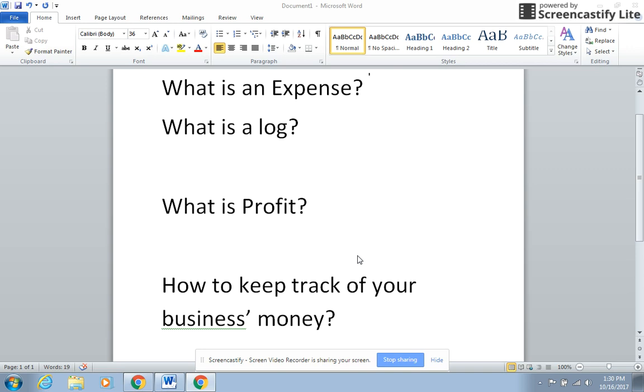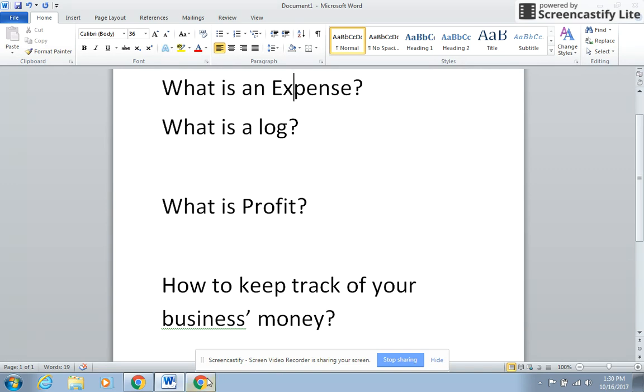Hello, everyone. In today's entrepreneurship class elective, we're going to talk about what is an expense. So the word right here, expense. What is a log for keeping track of those expenses? What is profit when you think about your business? And then how do you keep track of your business's money? So the first one is, what is an expense?